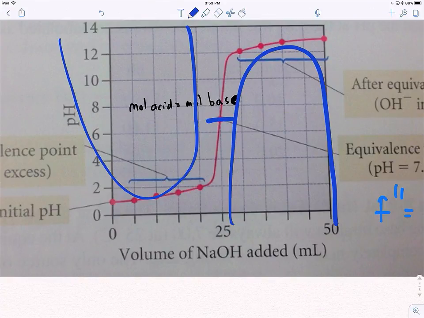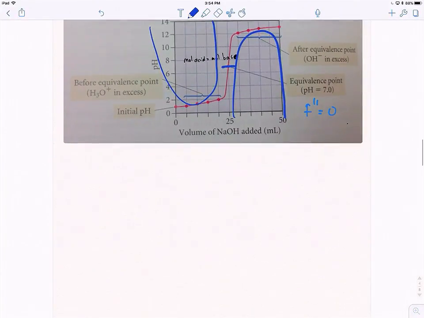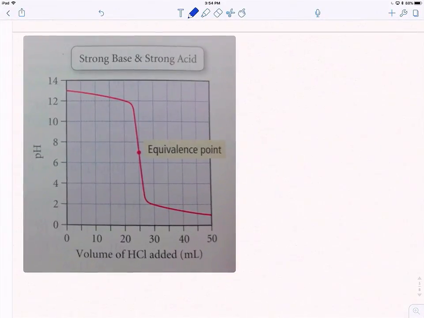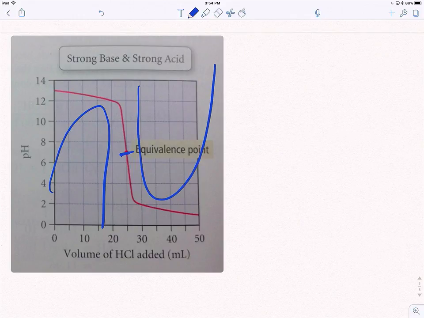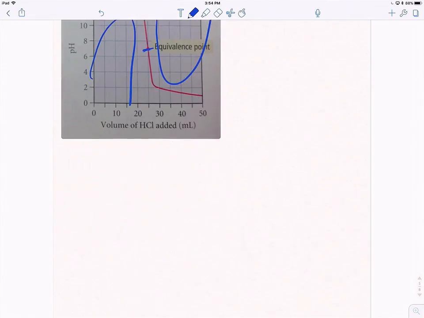So the equivalency point for a strong acid, strong base is 7, and this equivalency point is also an inflection point, because there's concave down here and concave up. Do you see that, where the function kind of cups a certain way? Concave down means it cups down. Concave up means it cups up. So that's the inflection point.